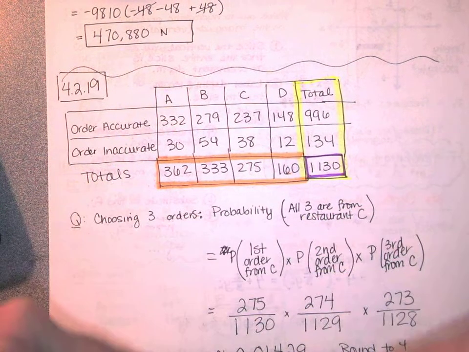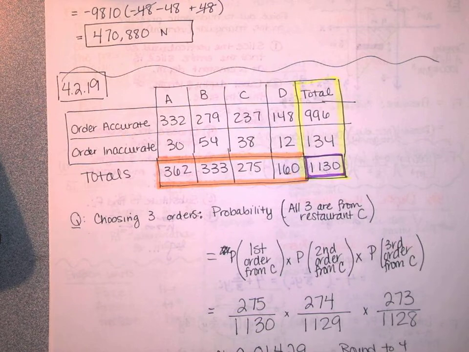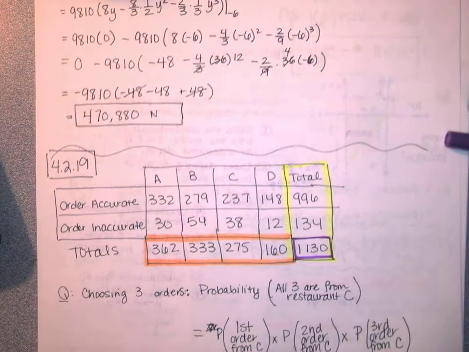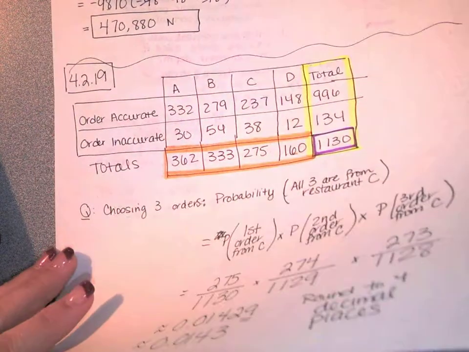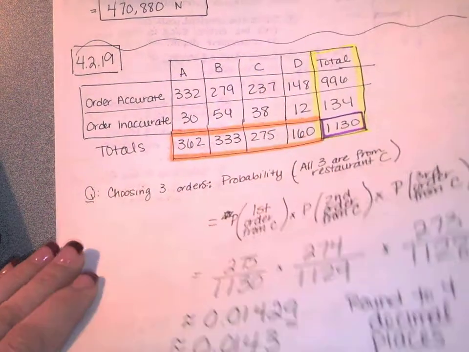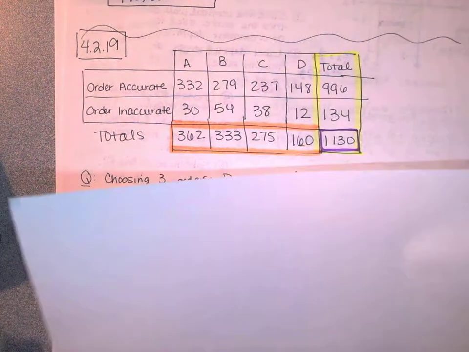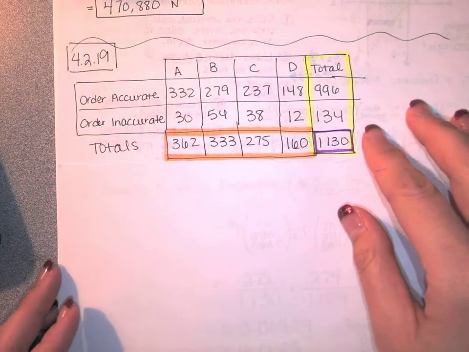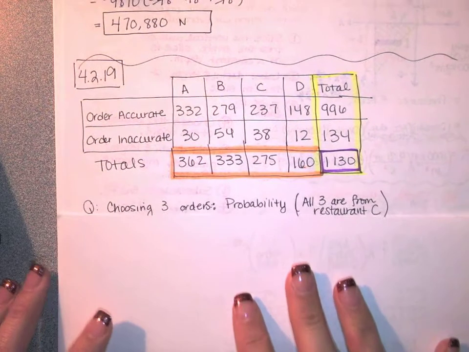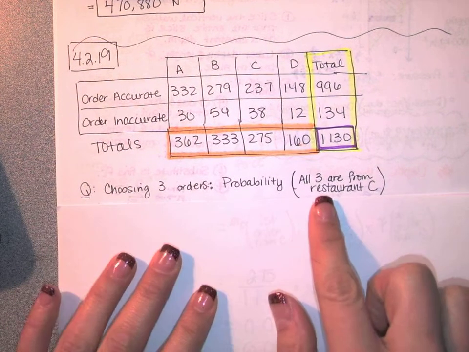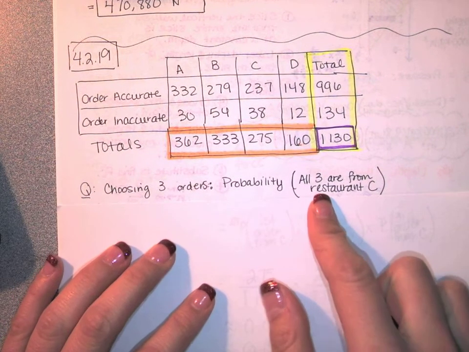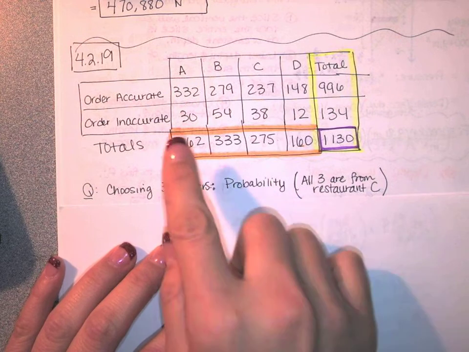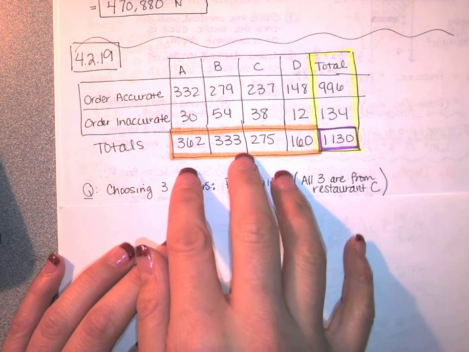Now before I started doing any of this down here, let's just focus on the top part. Sorry, there's math from all kinds of classes on here. Let's focus on just the top. Before I started doing any of those calculations to find the probability that all 3 are from restaurant C, I wanted to get some totals. I wanted to know how many total orders we had here.